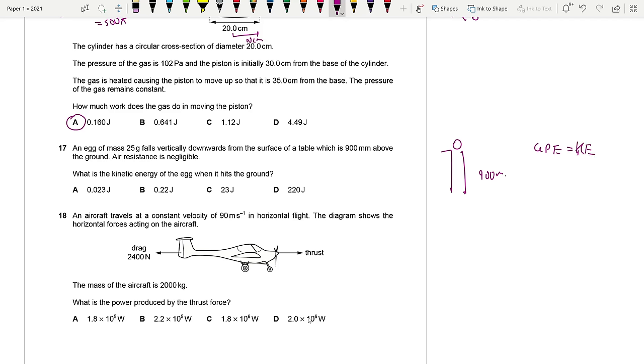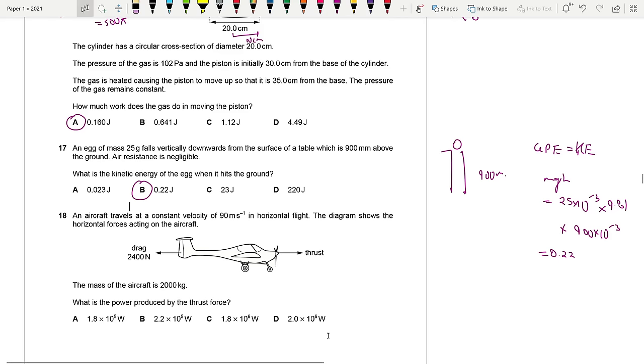KE, basically, right? So the GP is actually MGH, or 25 into 10 power minus 3 kgs into 9.81 into 900 into 10 to the power minus 3, okay? So 25 into 10 power minus 3 into 900 into 10 to the power minus 3 into 9.81, it gives us a value of 0.22 joules, so 17 should be B.